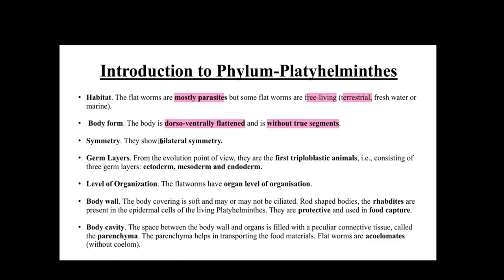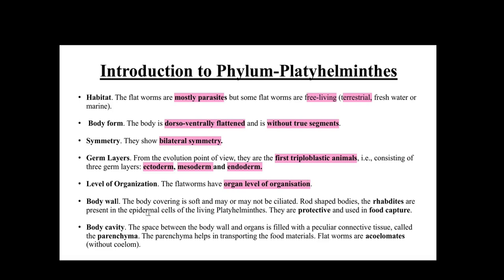Symmetry. They show bilateral symmetry. It means their body can be divided into two equal halves through a single plane. Germ layers. They are the first triploblastic animals. It means they also have a mesodermal layer in between the ectoderm and endoderm. Level of organization. They have organ level of organization. Now this is the advancement.